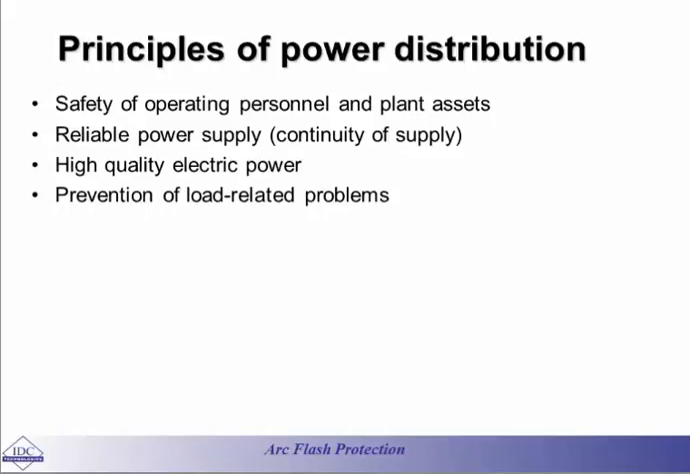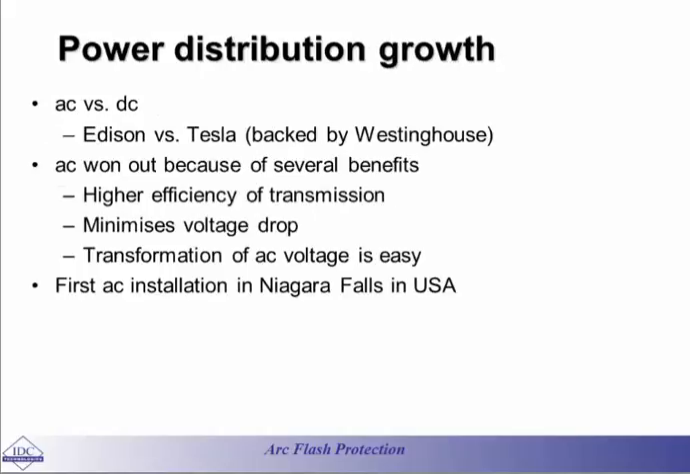And then high quality electric power. High quality, it means that in terms of the voltage magnitude, in terms of, let's say, the frequency, there mustn't be any variations or something like that. They would like to have a system which is stable, which is high quality. And then prevention of load-related problems. If the load changes, if you have got a load growth or something, they would like that power distribution system to still sustain and handle that.